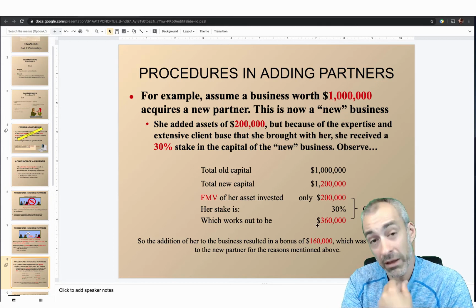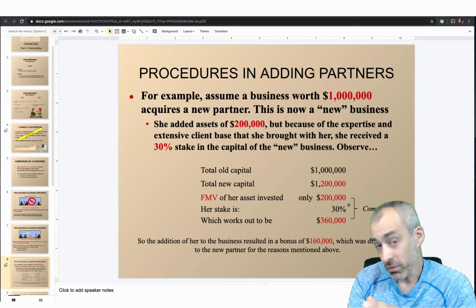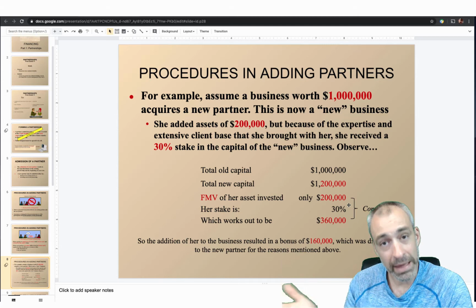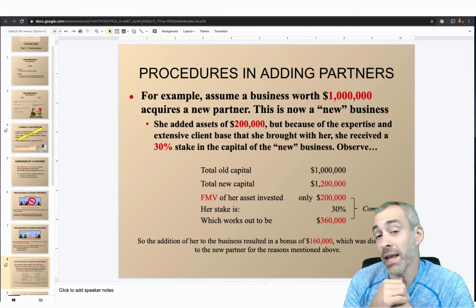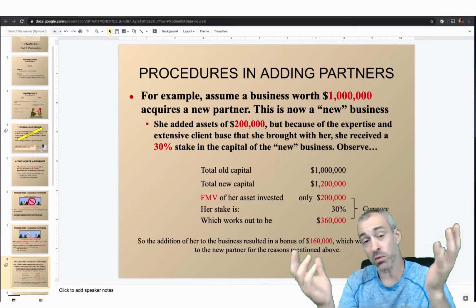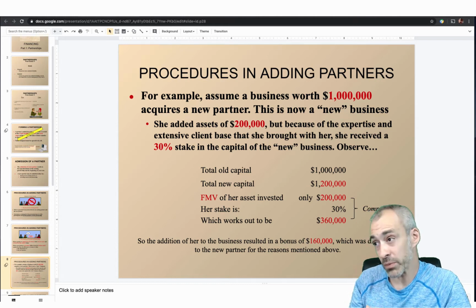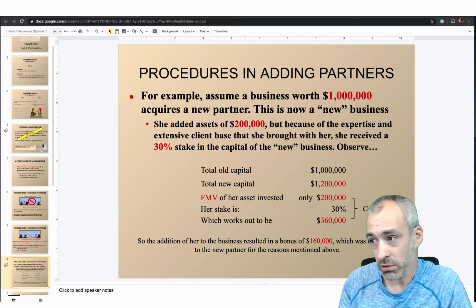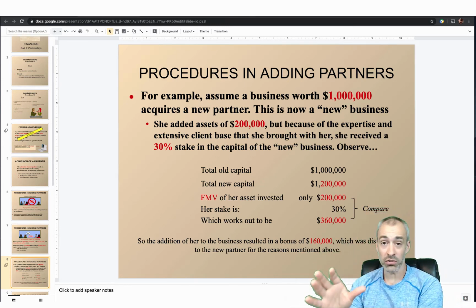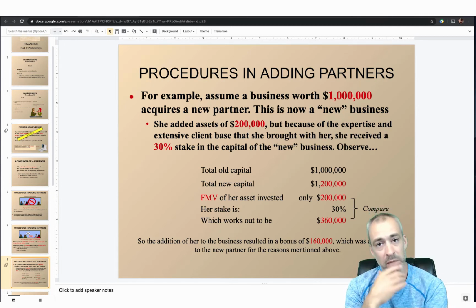So the fair market value of what she brought was $200,000, and they gave her, for whatever reason, maybe she was a high-flying lawyer or something, a 30% stake. But 30% now of the new total wealth of the business, the partnership now has a $1.2 million equity value, right? So $360,000 is 30%. But she only brought $200,000. So she's getting an extra $160,000. So in other words, existing partners gave her a $160,000 equity, not cash, equity bonus in the business for joining.